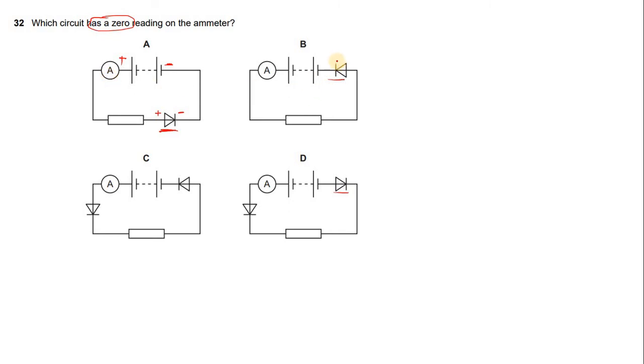Diagram B, we have the negative terminal connecting with the negative terminal. So again we have a forward bias. So the current will flow through the circuit.